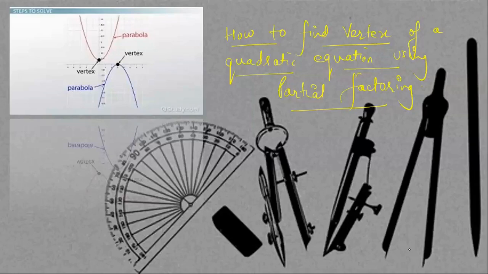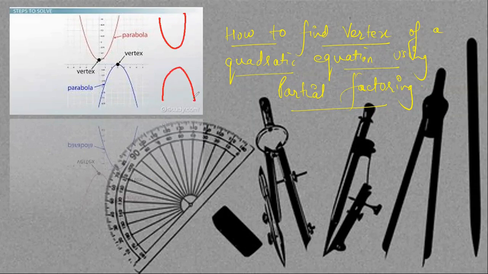Find the vertex of a quadratic equation using partial factoring. First, please understand what the vertex is. This is a parabola which is going up, and this is a parabola which is going down. So there are two types of parabola. It is not necessary that they are up or down; they can be left or right also. So what is the vertex here? If I see this parabola which is going up, what is its minimum point? That is the lowest point of this parabola, and that is the vertex. And if you see this parabola which is going down, what is the highest point of the parabola? That is also the vertex.